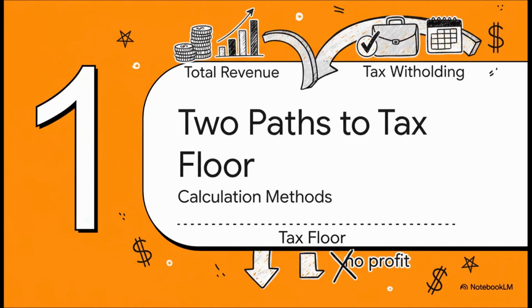All right, so how do we figure out where this tax floor is? Well, it's not just one fixed number. The tax code actually gives us two completely different paths to calculate it. To find your minimum tax, you've got to understand both of these methods. Let's see where they take us.